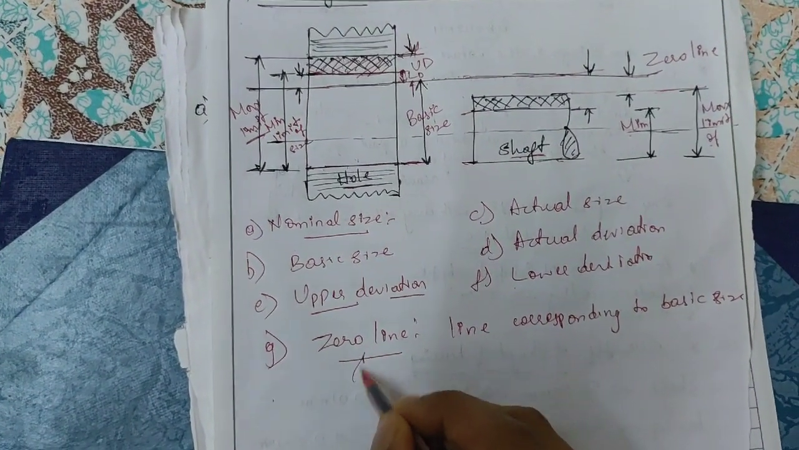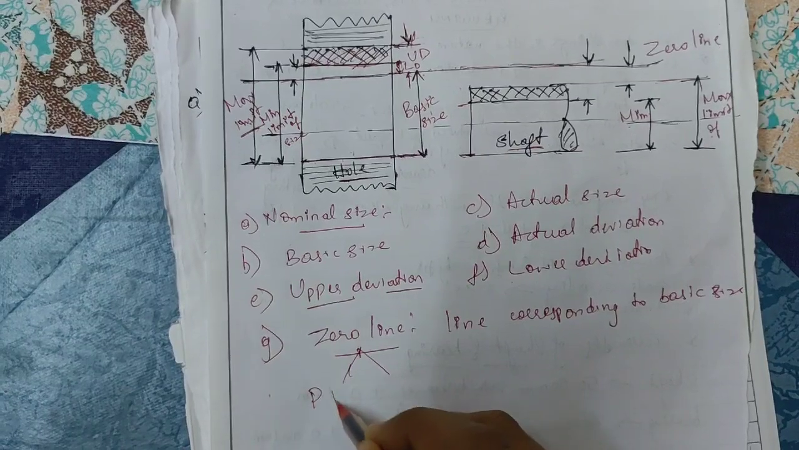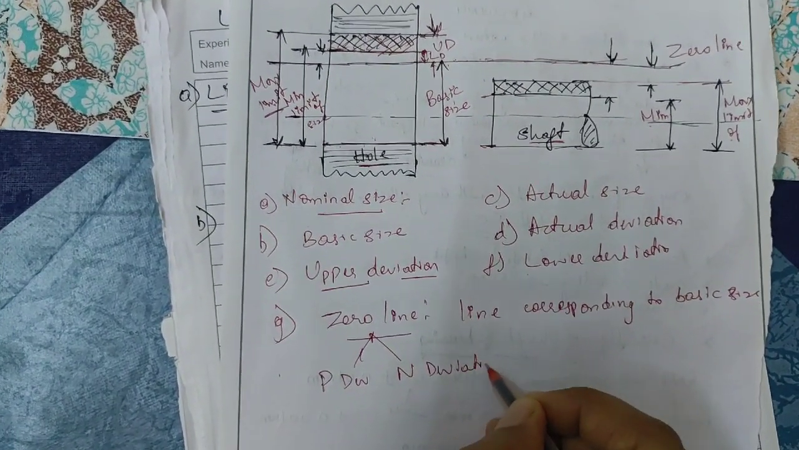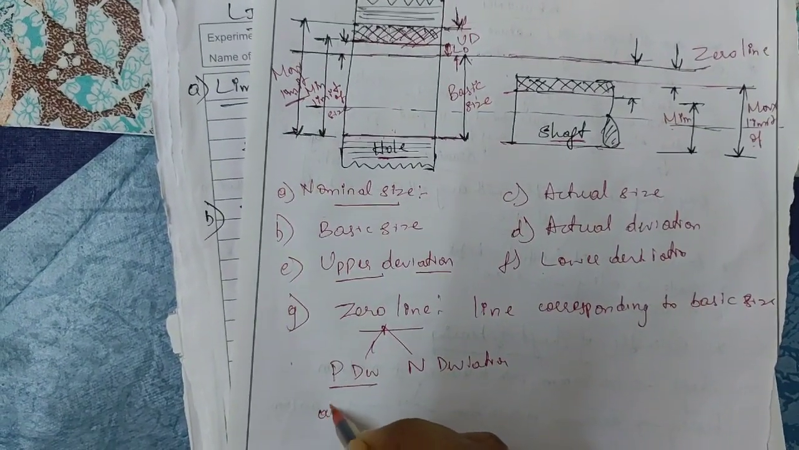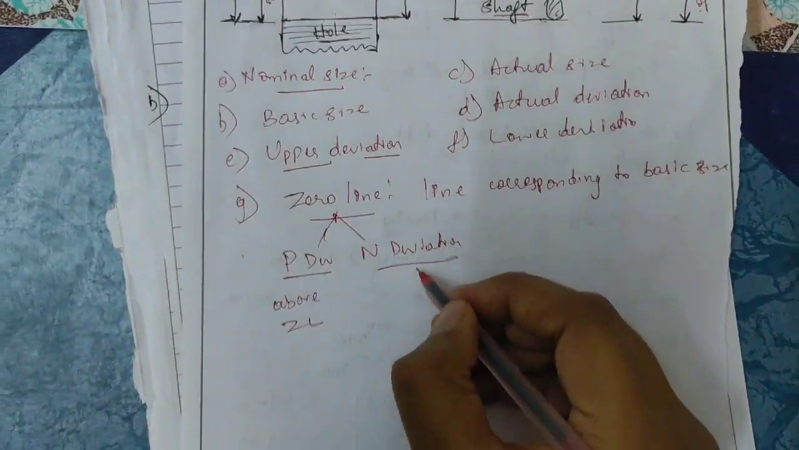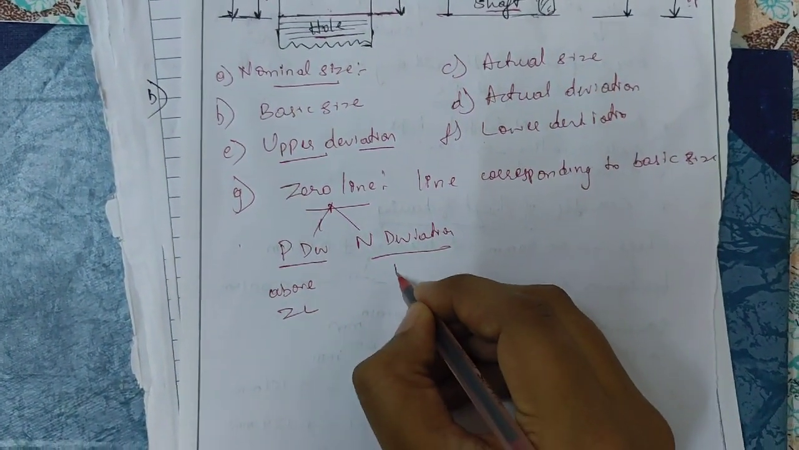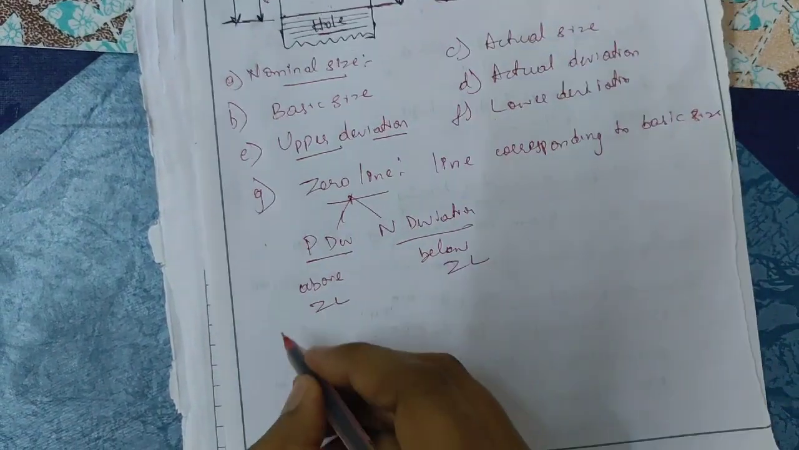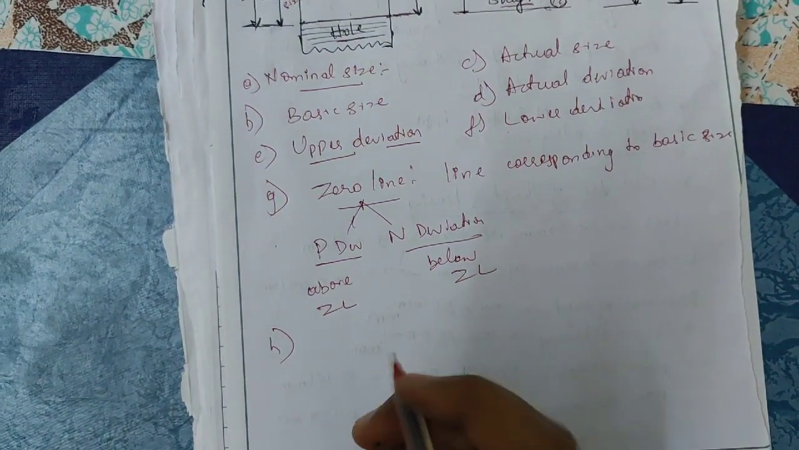Okay, in that zero line we are having two: one is positive deviation, and the other is negative deviation. Positive means what? Above the zero line, and negative deviation is what? Below the zero line.